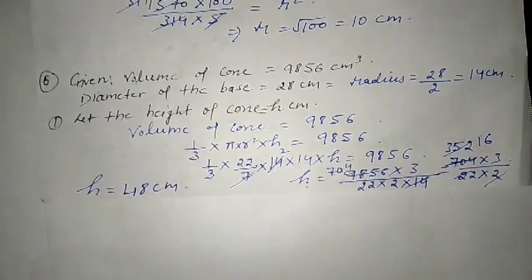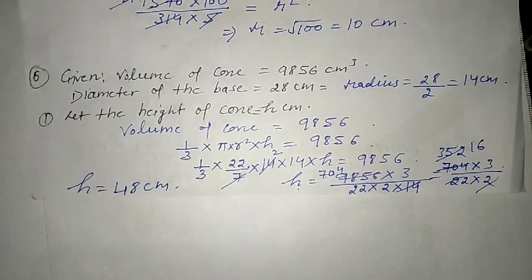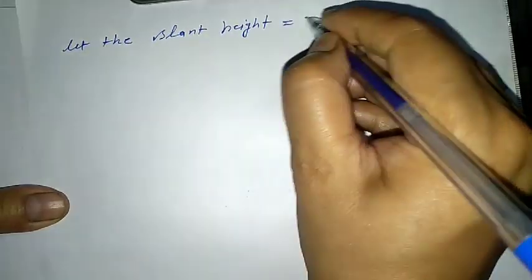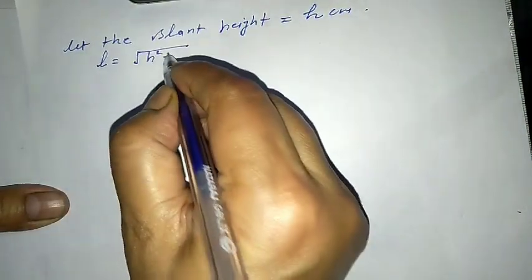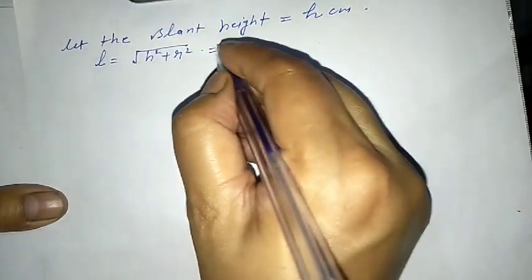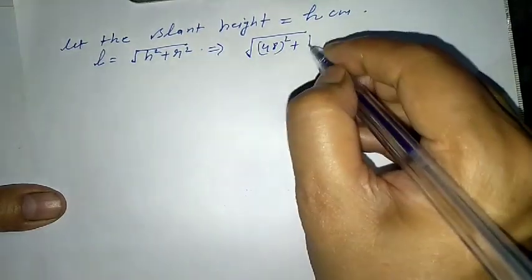Now for the second part we have to find the slant height. Slant height we can find, because in the second part we have to find CSA. If CSA we have to find, so let the slant height is equals l centimeter. So l is equals to under root h square plus r square, that is under root 48 square plus 14 square.